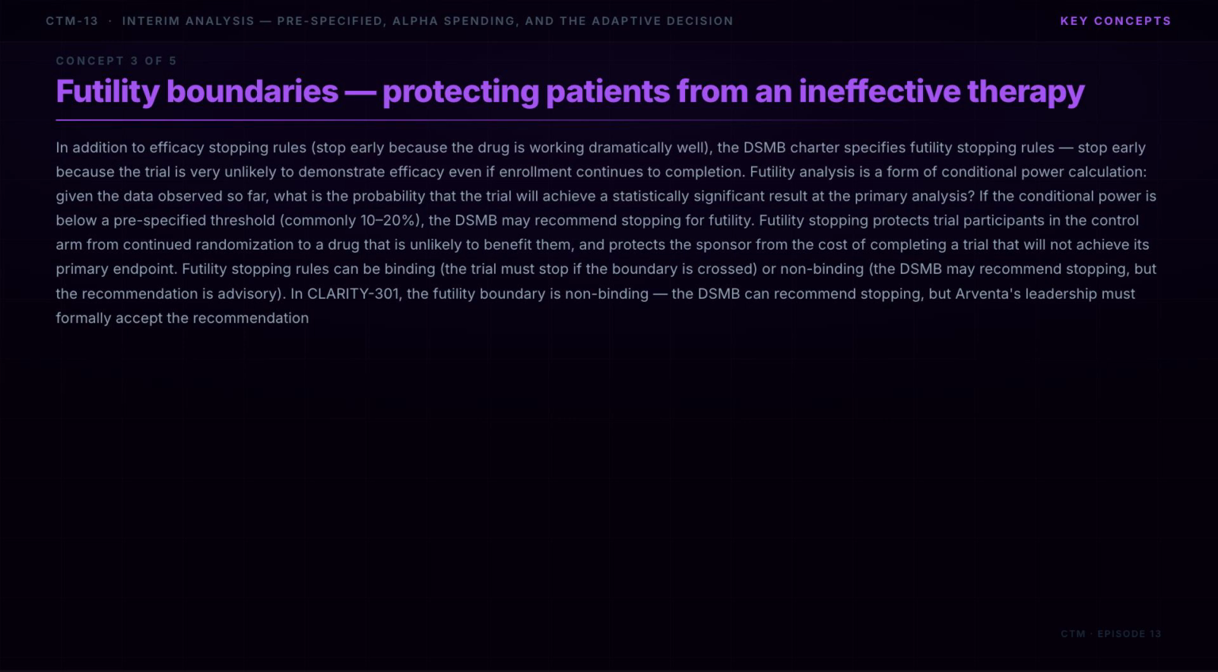futility. Futility stopping protects trial participants in the control arm from continued randomization to a drug that is unlikely to benefit them, and protects the sponsor from the cost of completing a trial that will not achieve its primary endpoint. Futility stopping rules can be binding. The trial must stop if the boundary is crossed. Or non-binding. The DSMB may recommend stopping, but the recommendation is advisory. In Clarity 301, the futility boundary is non-binding. The DSMB can recommend stopping, but Arventa's leadership must formally accept the recommendation.